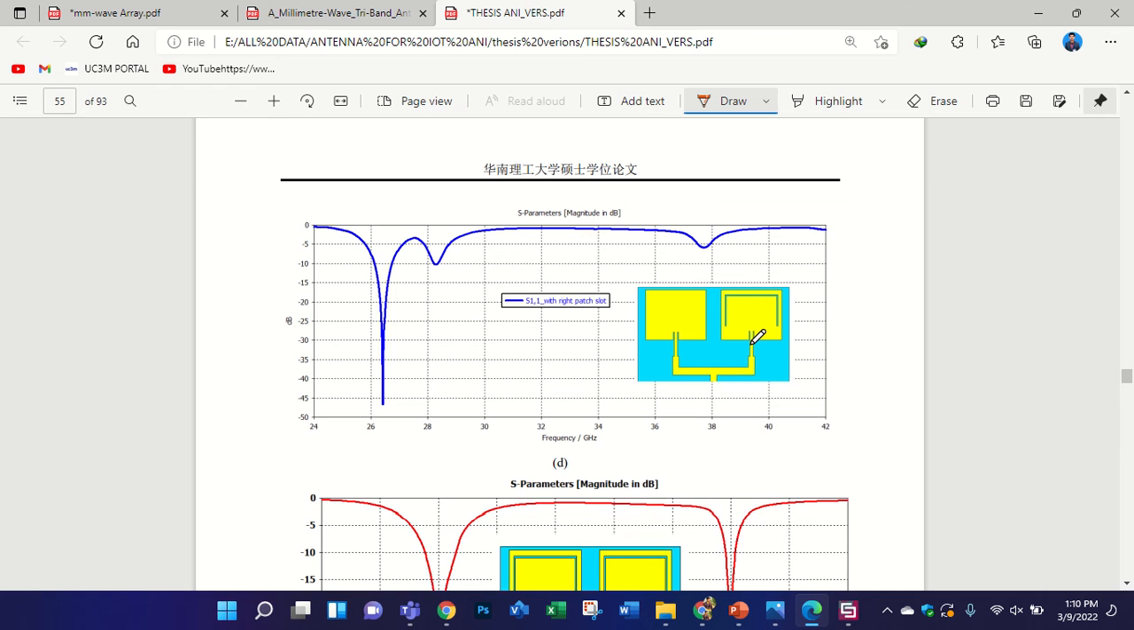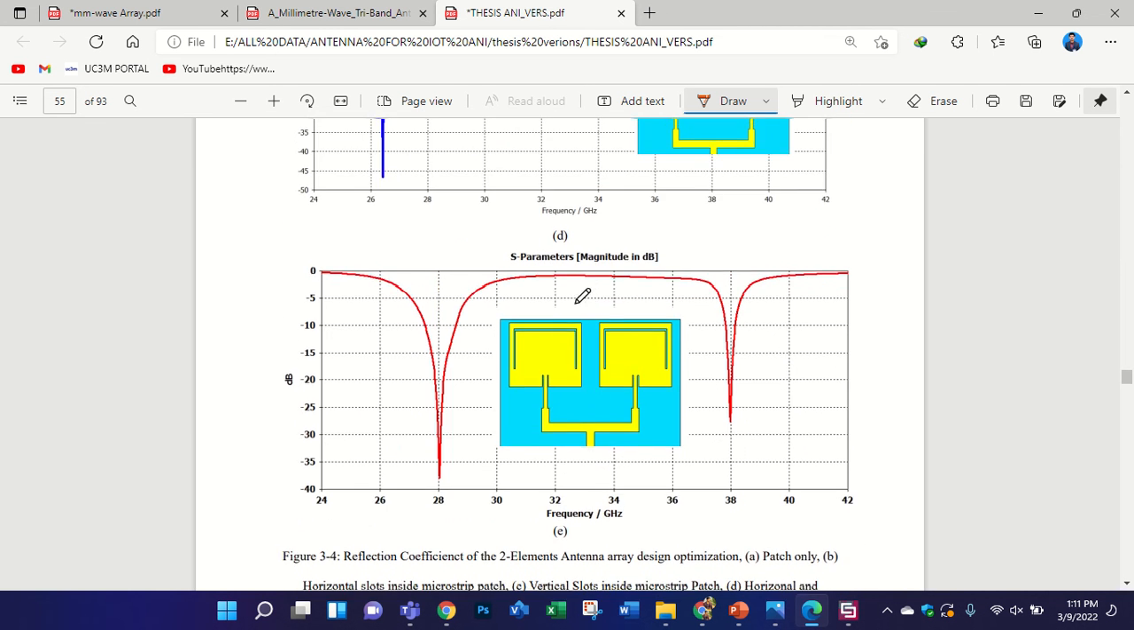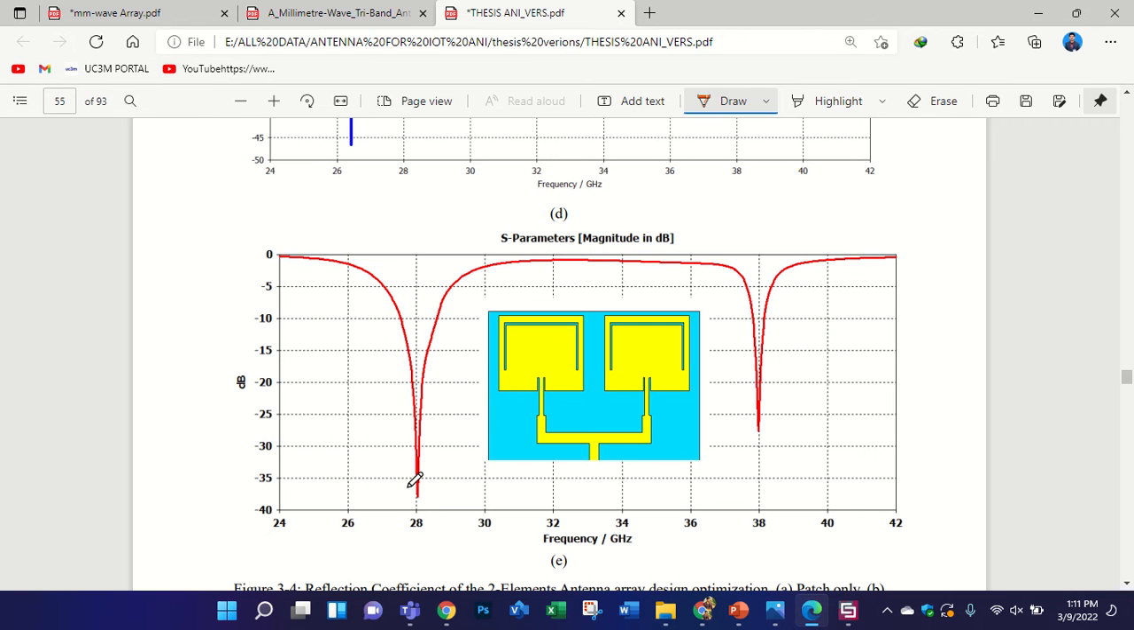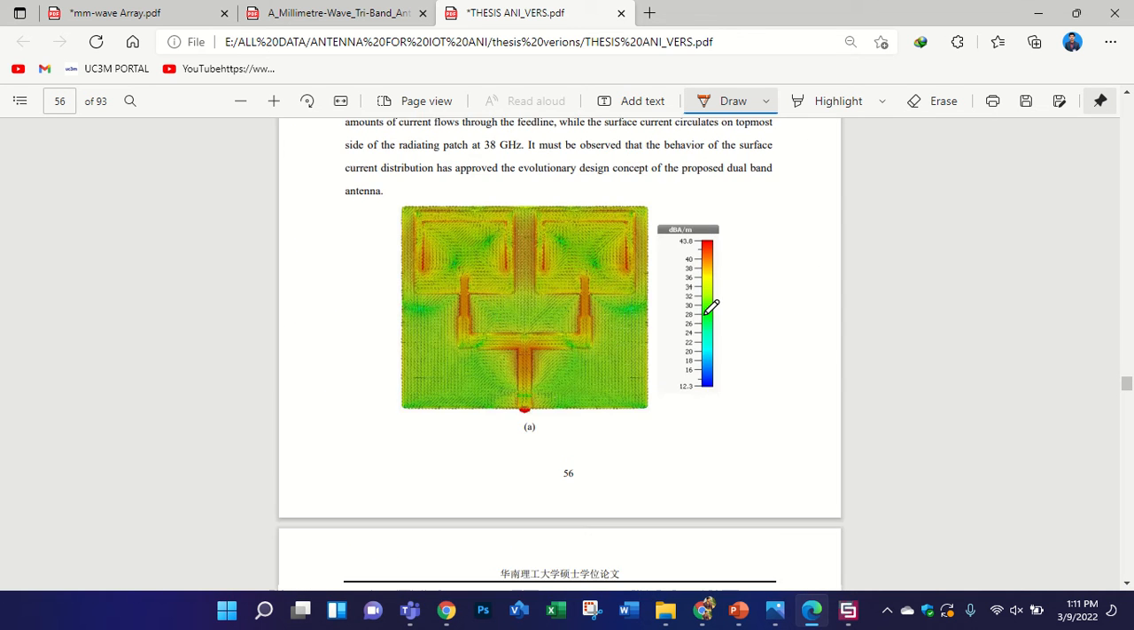Yes, with those slots. I also noticed what happens if I keep the first patch simple and the other one with the slot. I noticed this change, and then I proposed the final design with slots. You see this is perfect matching at 28 gigahertz and 38 gigahertz, and also the gain of the antenna is increased a lot.